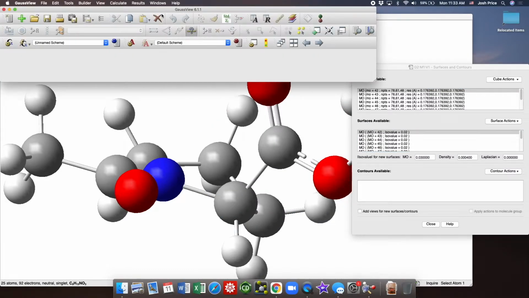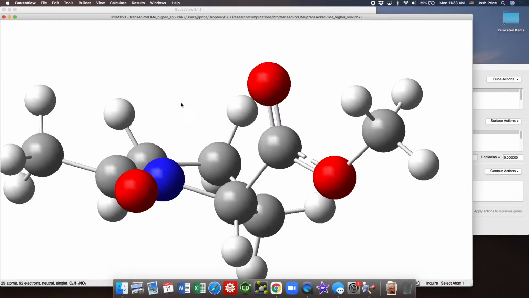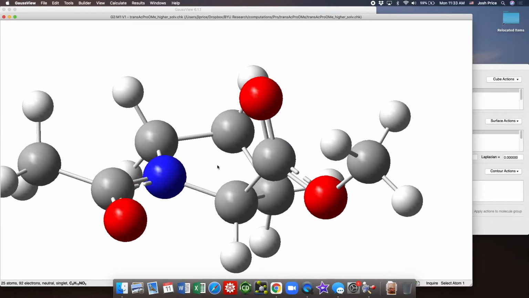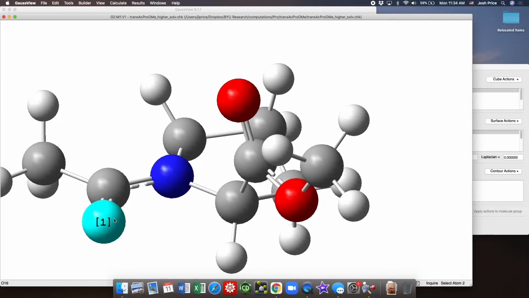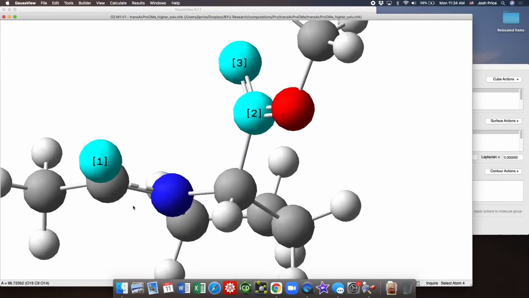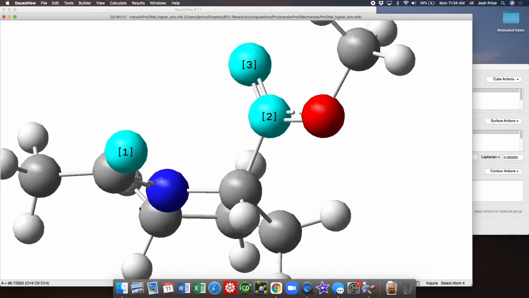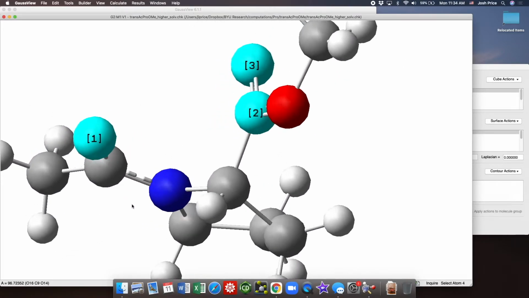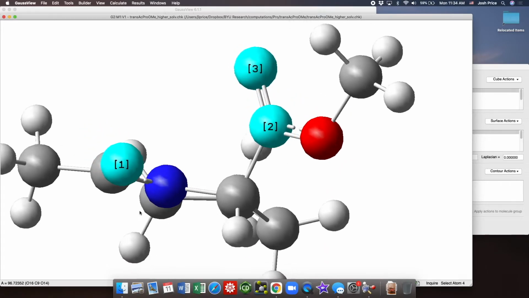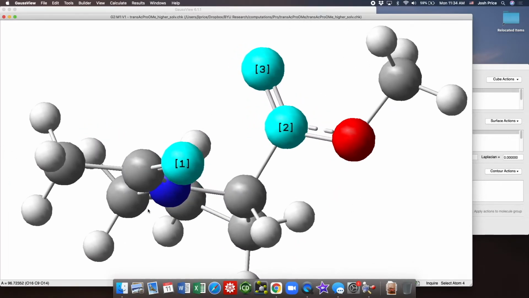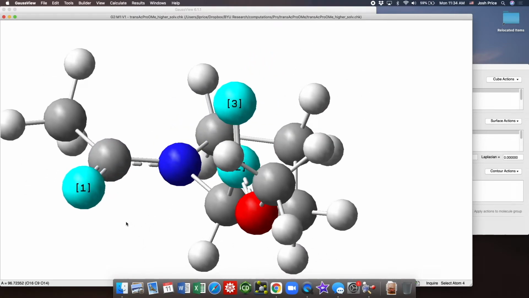And then we'll use the measurement tool in Gaussian. First, we'll look at the angle between this oxygen, this carbon, and that oxygen. It's around 96. That's not quite the angle at which nucleophiles tend to approach carbonyls, but it's close.